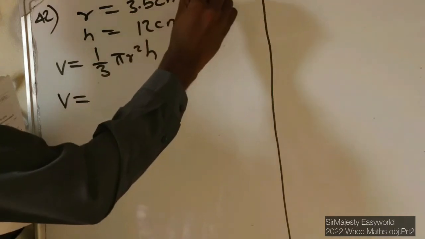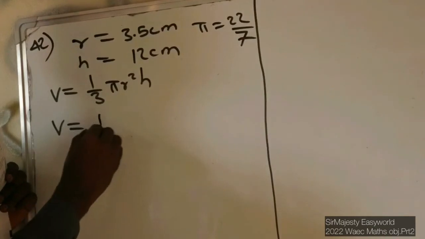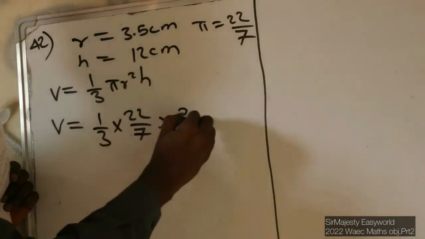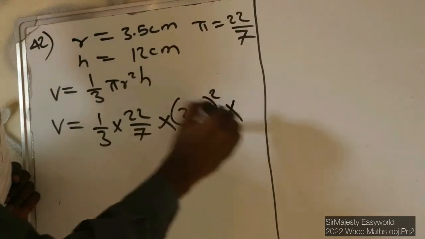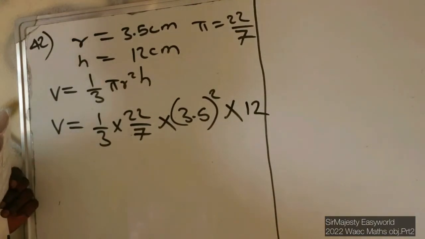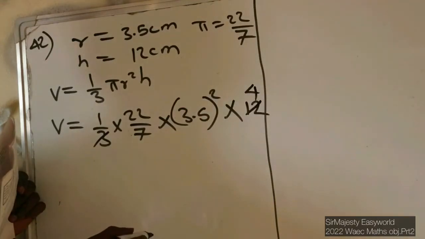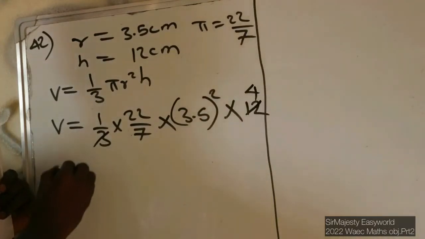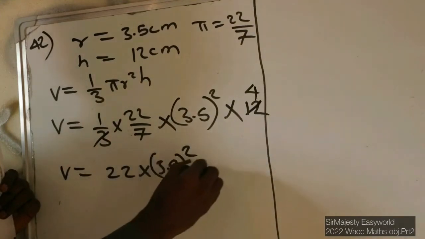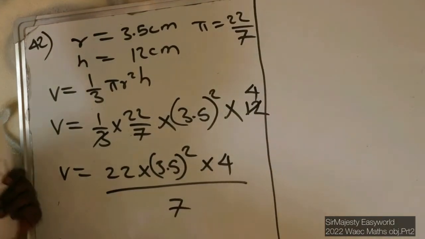Of course, pi is equals to 22 over 7. So we have 1 over 3 times 22 over 7 times our r is 3.5, and then we square it, multiplied by h, which is 12. So we're going to use calculators. A 3 here can divide this 12 to give us 4. So we have v is equals to 22 times 3.5 square times 4 all over 7. So I'm going to press this on my calculator.